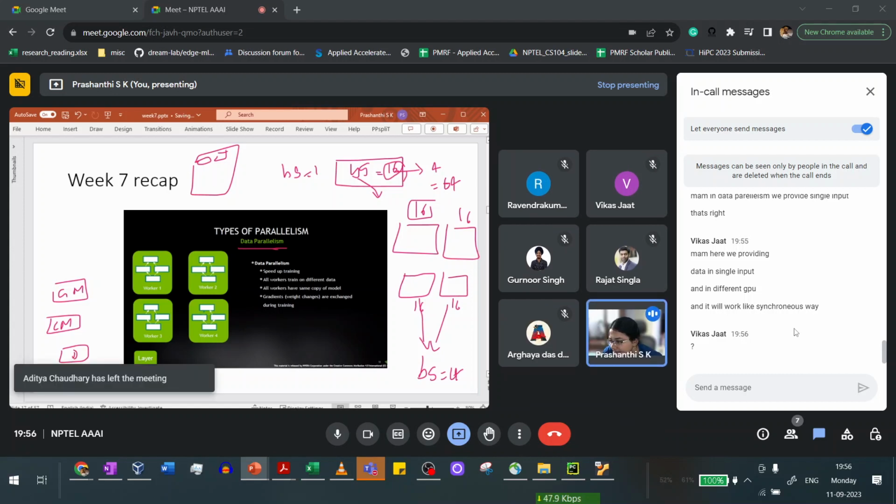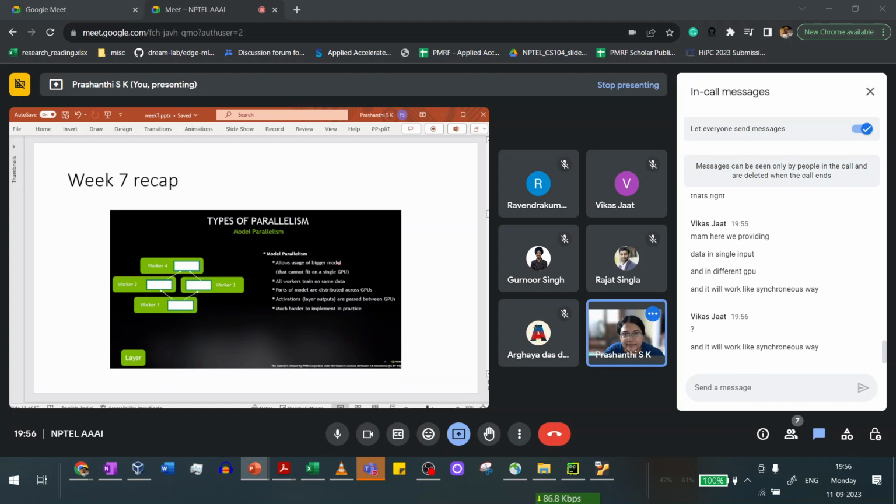Data in a single input and in a different GPU, will it work? I don't understand what you mean by single input. Maybe try and rephrase your question and I'll try to answer it.